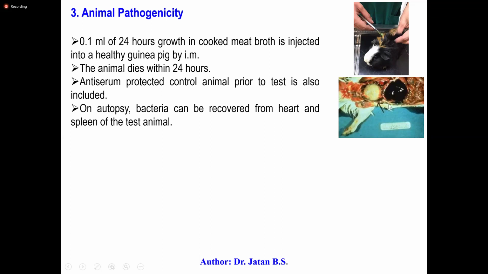So in this way you can demonstrate the effect of that bacteria in an animal also. But this is not done routinely, there are some issues regarding animal rights also, so this has to be done only after taking special permission.